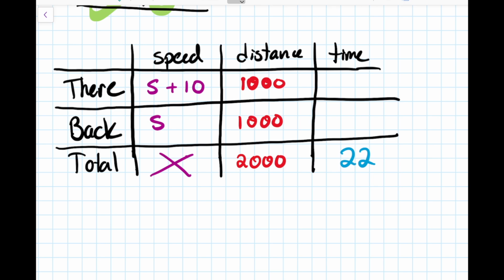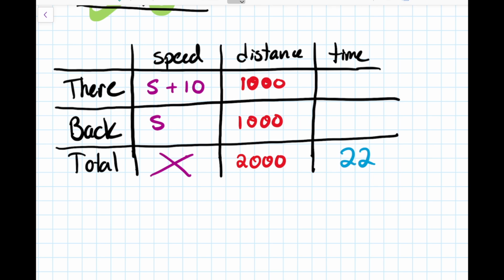Do make sure you recognize the difference between going a certain amount more and a multiplication. So if I say 5 more, that just means plus 5. If I say 5 times more, that means times 5. So you've really got to get the difference between those. So we've got our speeds.